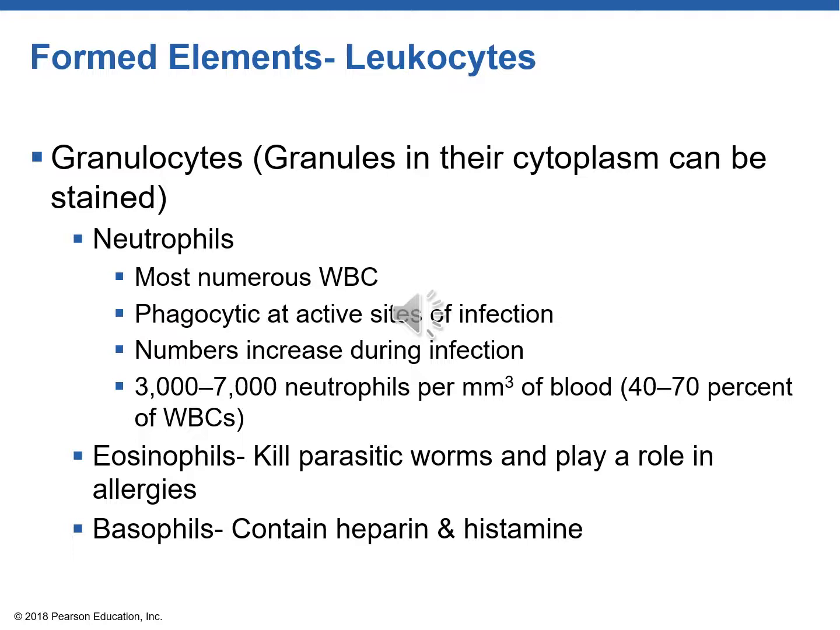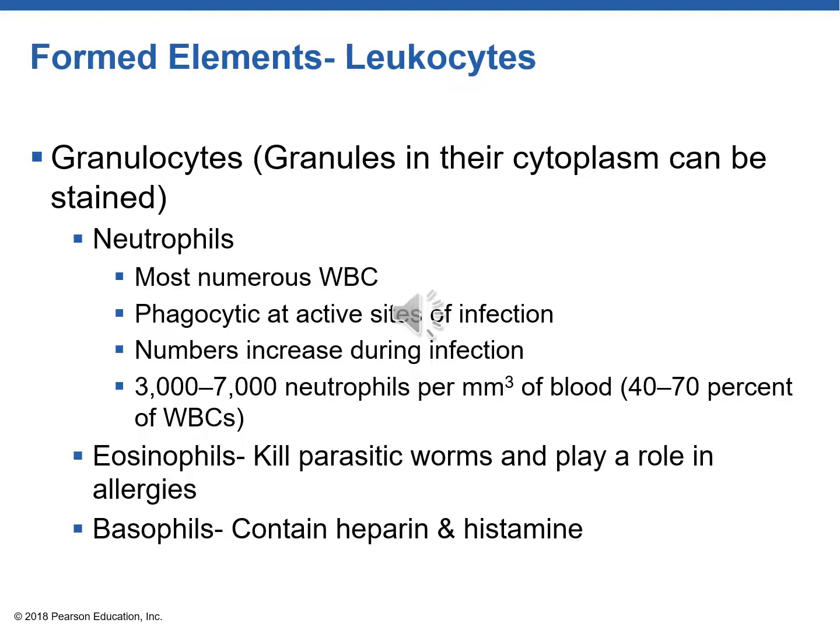So neutrophils are the most common type of white blood cell that we have. They're very active during infection, and if you have an infection, the number of these will increase dramatically. There's the normal count of them. Eosinophils have a great role in fighting parasitic worms, and they're involved with allergies. So if you are experiencing either one of these, then the eosinophil count will be higher.